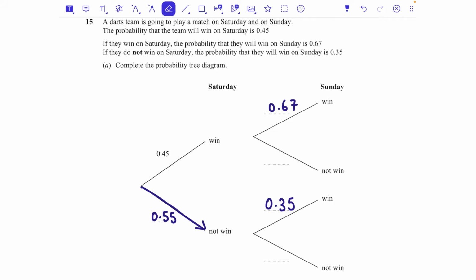Okay, so we've got two different scenarios. So this is conditional probability. It depends on what happens on Saturday as to what happens on Sunday. So these events are dependent on each other. Now again, the branches have to add up to make 1.